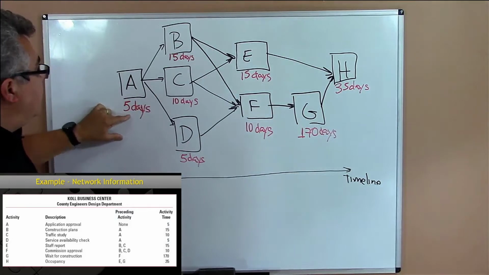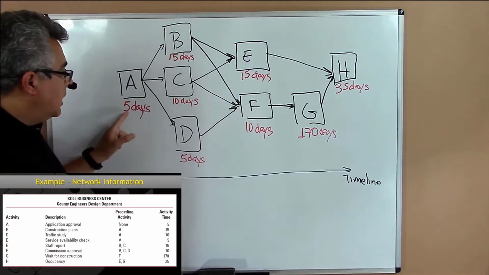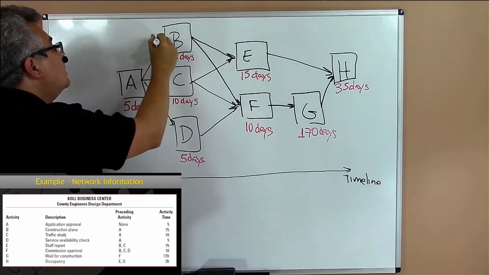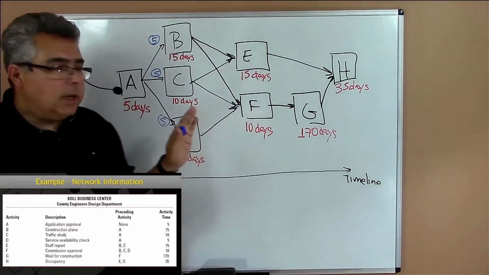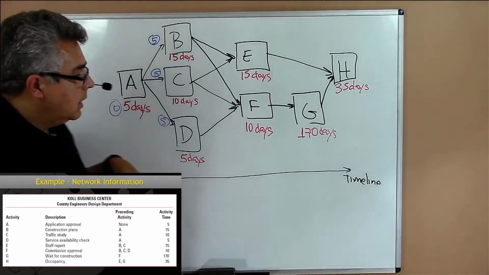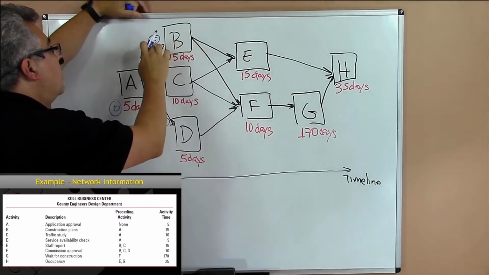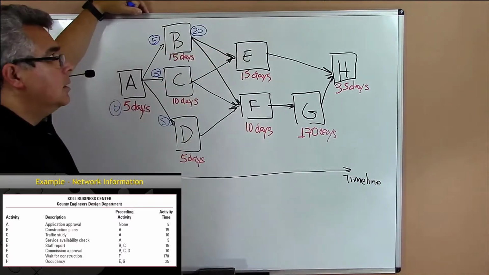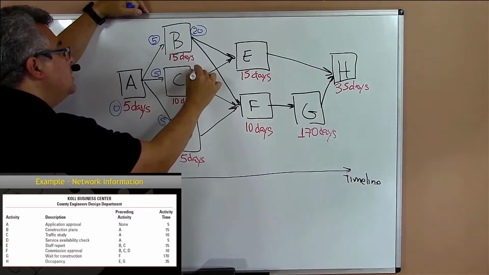So if activity A, can you see me here? Activity A takes 5 days, and I start a project on day 0. So I have to wait 5 days to start the other activities. Okay, so if here I start on day 0, I have to wait 5 days to start the other activities. And activity B takes 15 days, so I will start on day 5 plus 15 days. I'll be finished on day 20. Activity C, I have 10 days. I'll be finished on day 15.